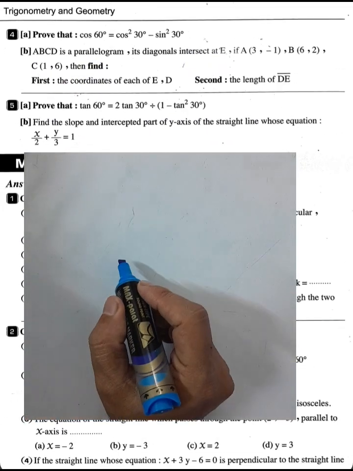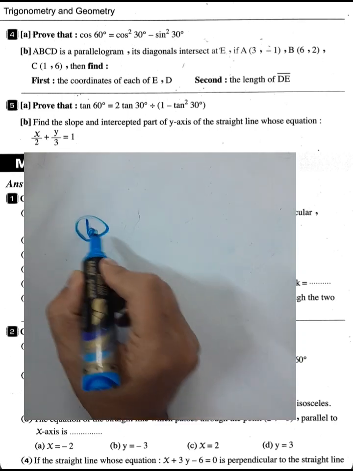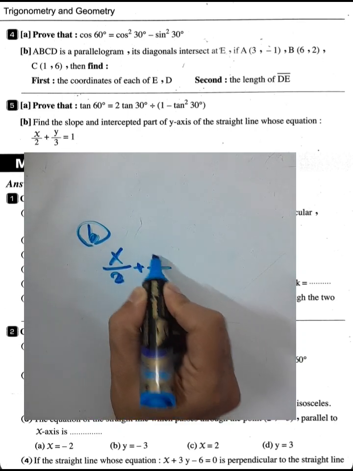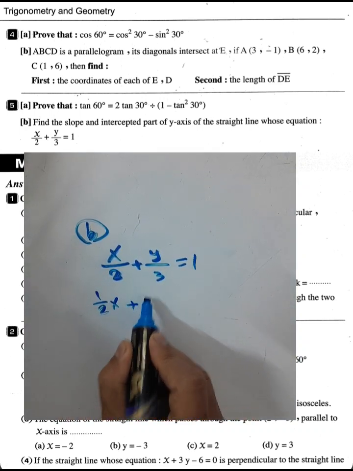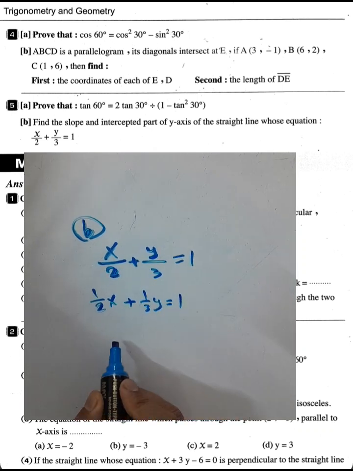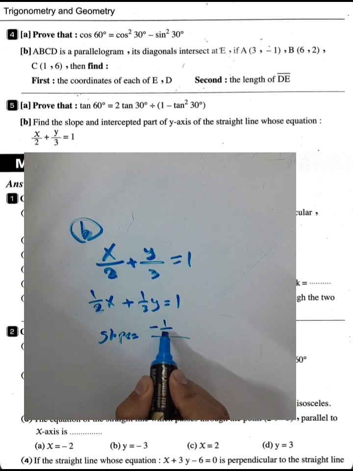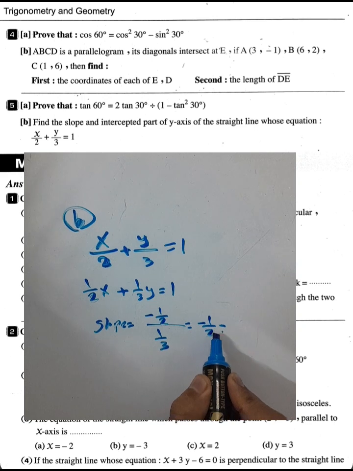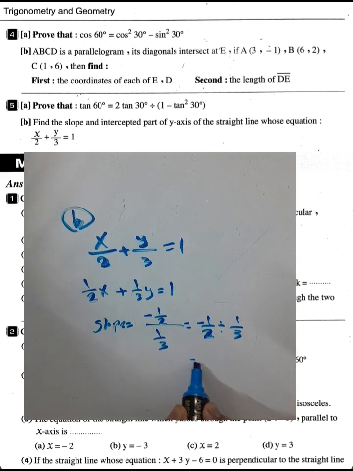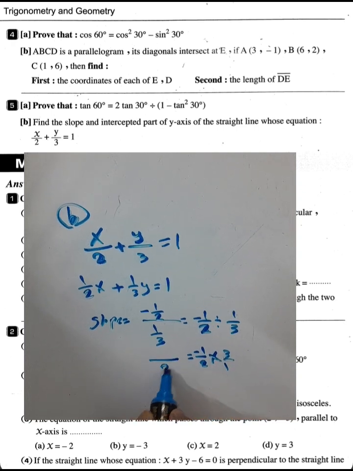Question letter B. Find the slope and the intercepted part of the y-axis of the straight line x over 2 plus y over 3 equals 1. We have here half x plus third y equals 1. Then the slope will be equal to negative coefficient of x over coefficient of y. Then write negative half divided by third, negative half times 3 over 1. The result will be negative 3 over 2.